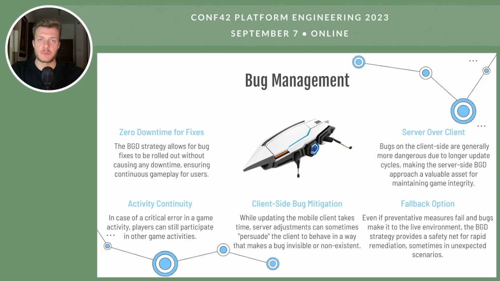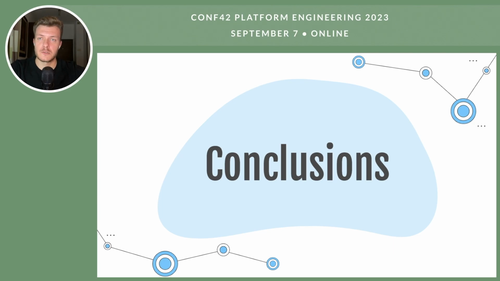Another advantage that deserves special mention is our ability to fix client-side bugs through the server. This is critical because updating the mobile client through the App Store takes time, making client-side bugs potentially more damaging than server-side ones. There have been instances where a minor adjustment to server responses effectively convinced the client to behave. While we can't always count on such fortunate outcomes, our blue-green deployment system remains our safety net even in the most unexpected of situations. So let's make some conclusions.